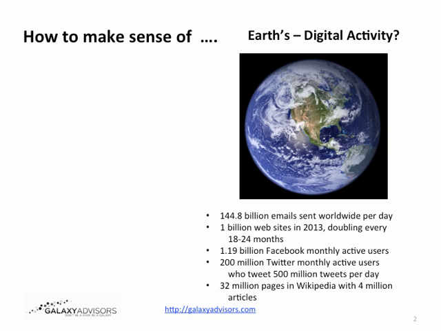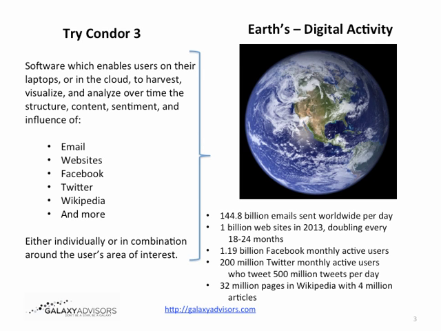If we look at the Earth from space here, it's hard to imagine that 144 billion emails are sent worldwide per day. A billion websites in 2013, and they're doubling every 18 to 24 months. Over a billion Facebook monthly active users, 200 million Twitter monthly active users who tweet some 500 million tweets per day, along with 32 million pages in Wikipedia with 4 million articles. Although we look at the planet Earth here, there's a lot of digital activity going on. Our answer is, how do you make sense of that Earth's digital activity?